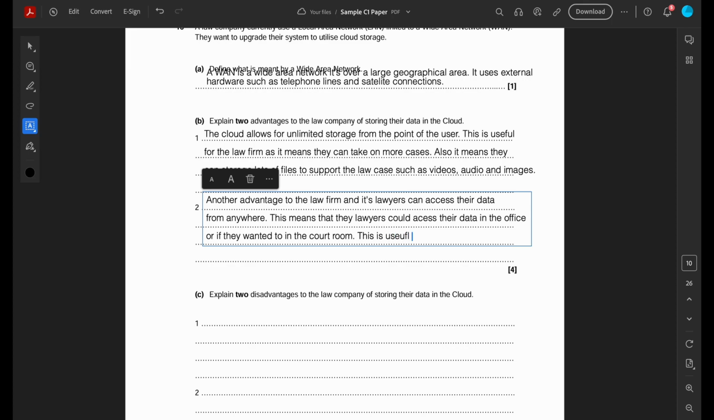This is useful to access their data as they need it. So again, I give a generic point and then I'm backing up why that is useful for the lawyer, and I put a third point just to be on the safe side. I've got those 3 lines, in this case like 4 lines. Why not use them all?